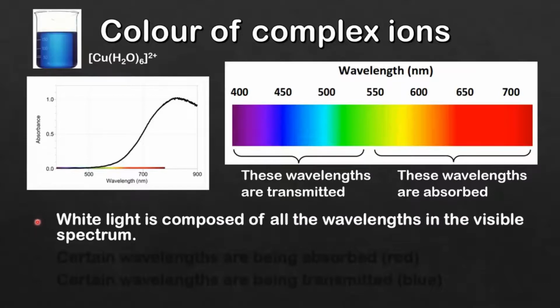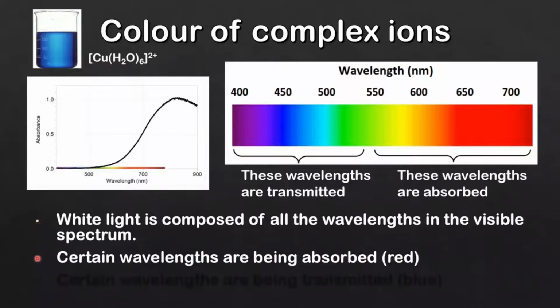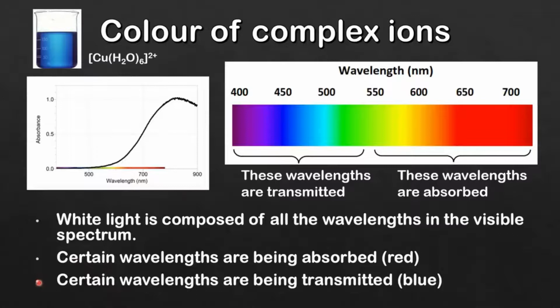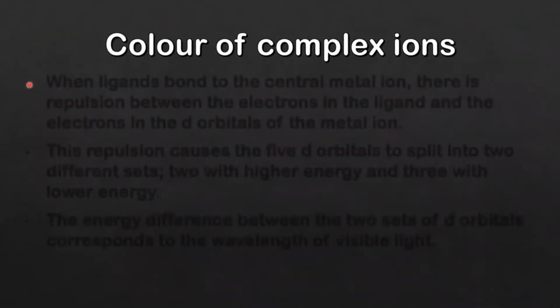So just to recap, white light is composed of all the wavelengths in the visible spectrum. When white light passes through the copper sulfate solution, certain wavelengths are being absorbed, that's mainly red, and certain wavelengths are being transmitted, that's mainly blue. And the reason for us seeing copper sulfate solution as being blue is because the blue wavelengths of light are being transmitted. So now we'll have a look why wavelengths of visible light are absorbed when white light passes through a solution of a complex ion.